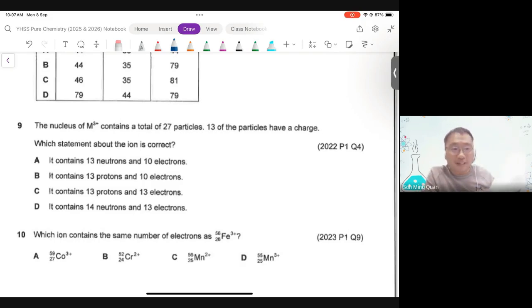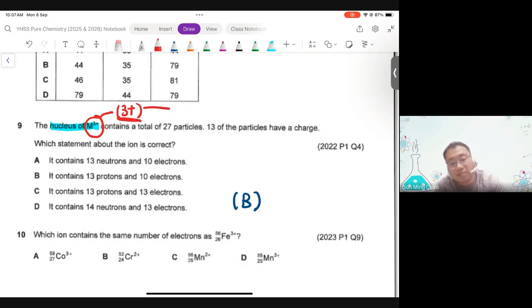So the majority chose B. Okay, great. Because the answer is B. Now, again, you're going to be really, really careful. Highlight. It's M3 plus, guys. It's a 3 plus charge. If it's 3 plus, it means it lost 3 valence electrons. Right? 3 plus charge means you lose 3 electrons, meaning you have 3 fewer electrons than protons.